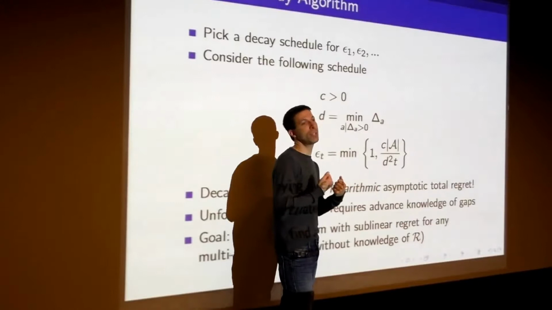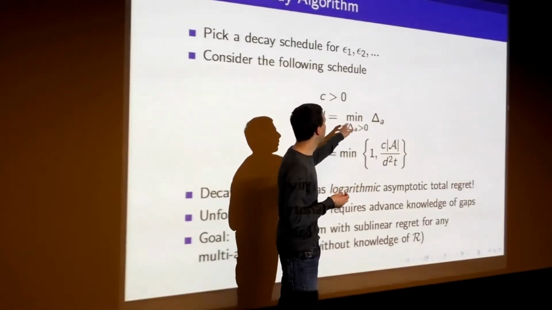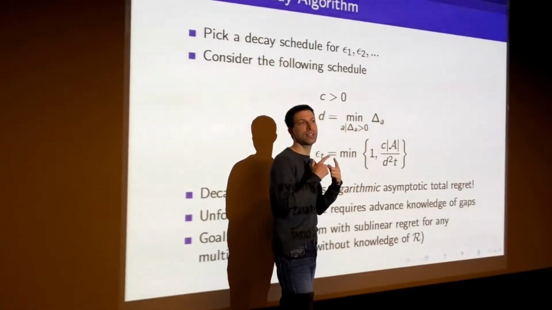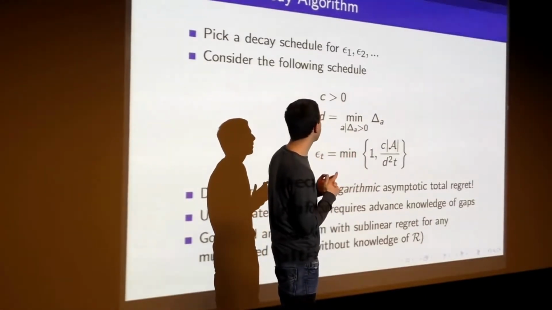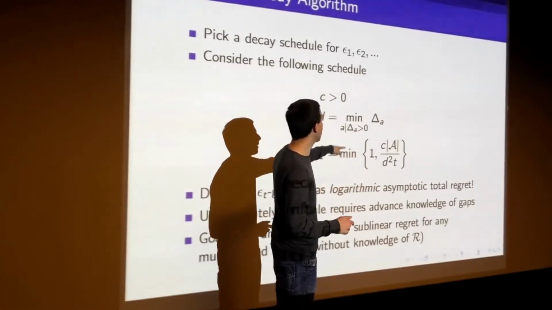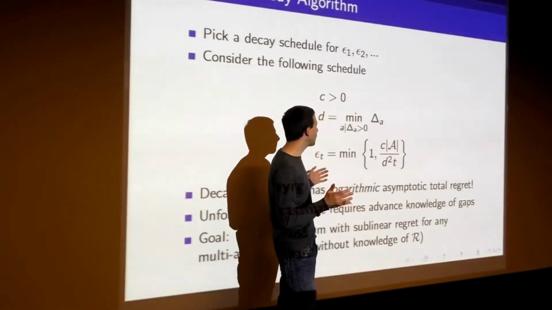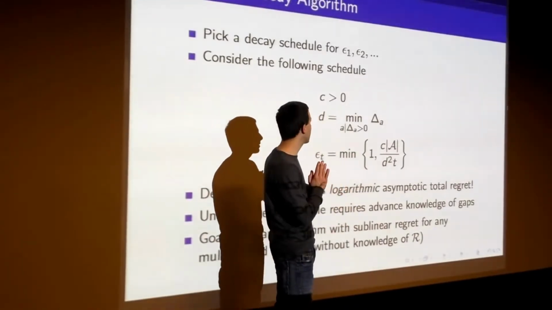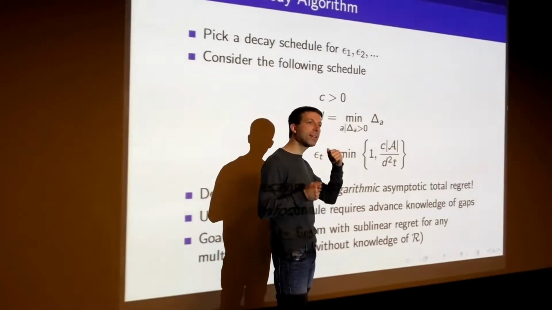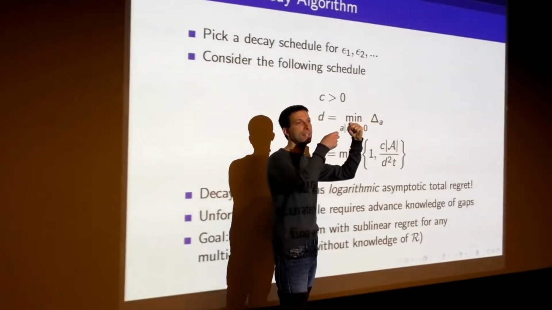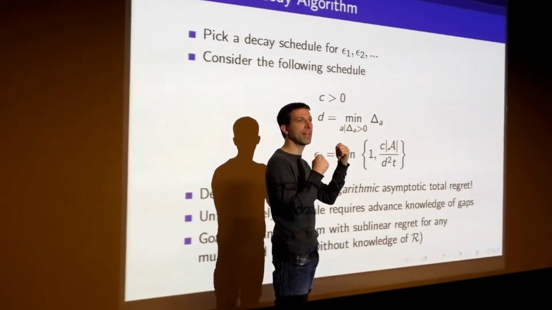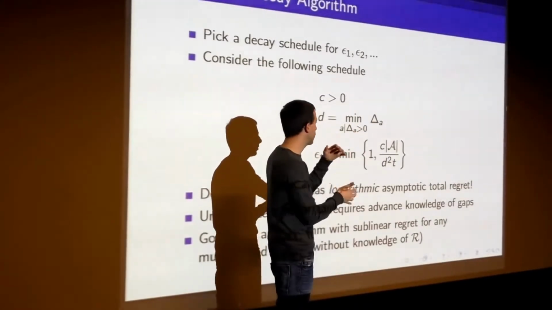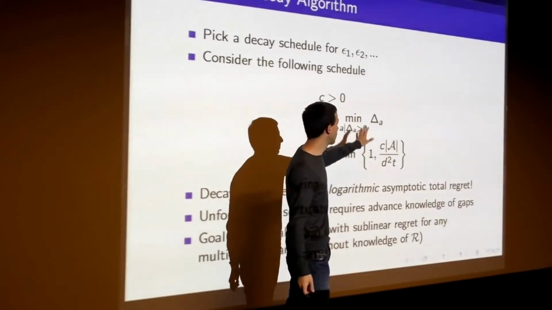But let's say someone told us V star, and we could measure all of our gaps. Let's say we knew the size of all of our gaps, which we don't. If we knew the size of all our gaps, then what we could do is invent this schedule which says, okay, every step, all we care about is the size of the smallest gap. Like, what's the difference between the best action and the second best action? So if we know that difference, we can use it to craft a schedule which looks something like this.